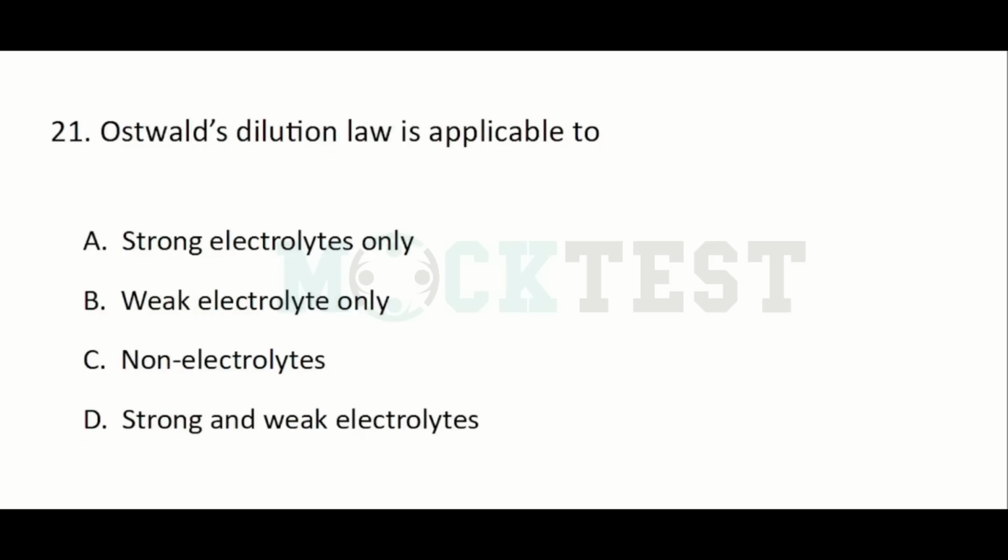Ostwald dilution law is applicable to: option A, strong electrolytes only; option B, weak electrolytes only; option C, non-electrolytes; option D, strong and weak electrolytes. The answer is option B, weak electrolytes only.